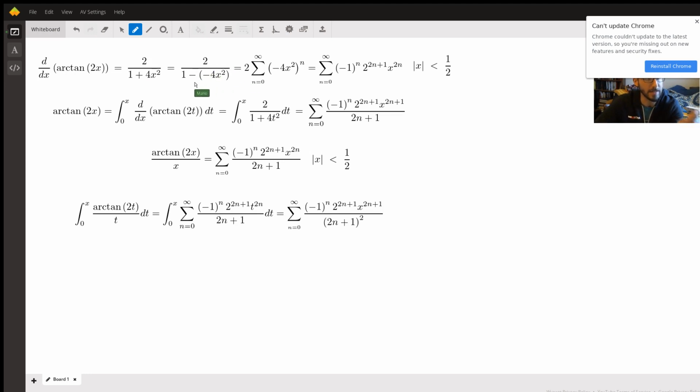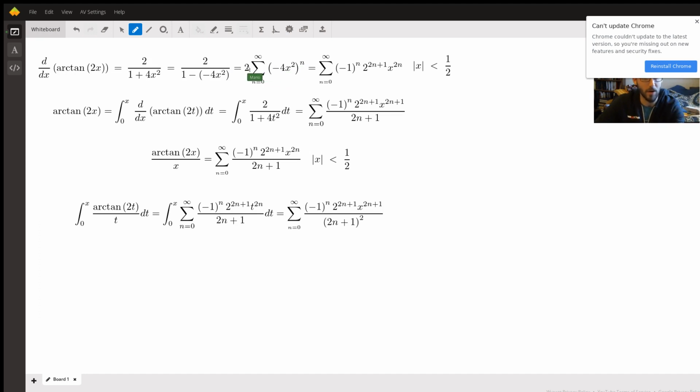Now, if you look at this, this is similar to a power series expansion that we should know, which is 1 over 1 minus x. So all I've done here is I've substituted a slightly different quantity in for x. It's the negative 4x squared. I can use that power series expansion and just plug in the negative 4x squared, which I've done right here, and the 2 carries through.